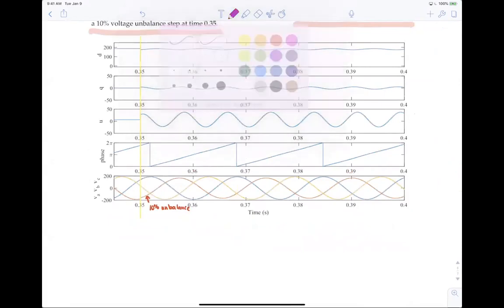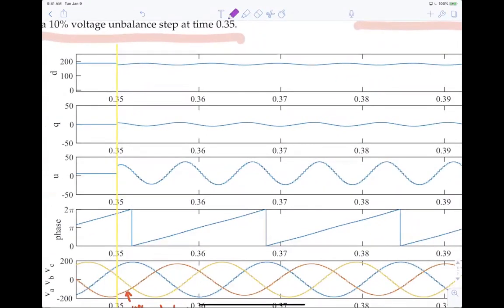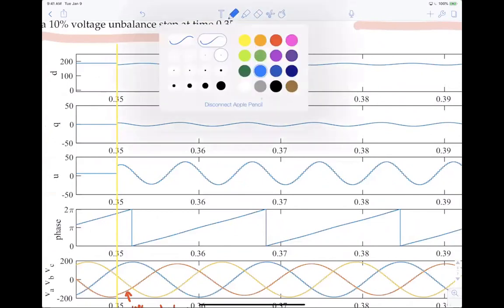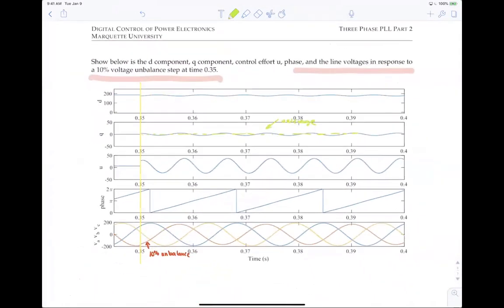What happens when you have an unbalance is that you have positive, negative, and zero sequence voltages. What that really translates to is you're going to have a second harmonic, which you can see in Q, and you can also see in D. The interesting thing here is that you're not going to be able to drive Q to zero because your voltages are unbalanced. So what you're going to want to do is drive the average of Q, the average over that harmonic, to zero. And if you do that, then again you can be locked here. So the average, right down the middle.